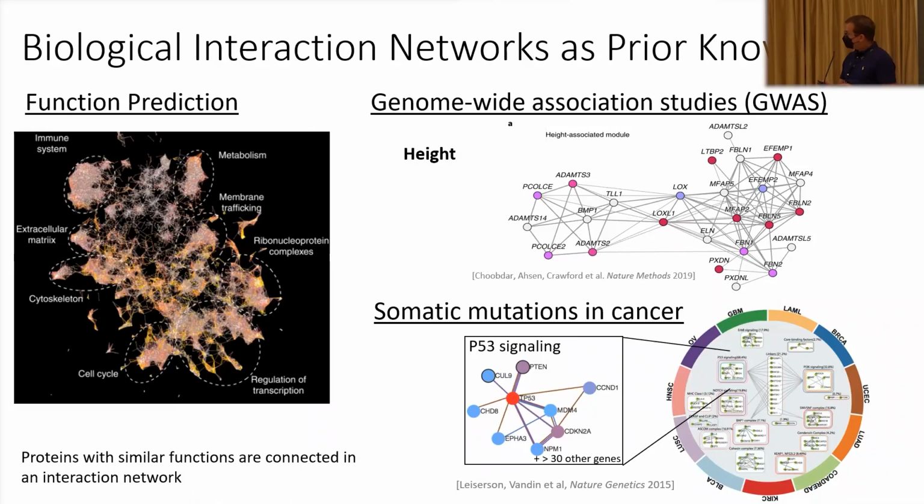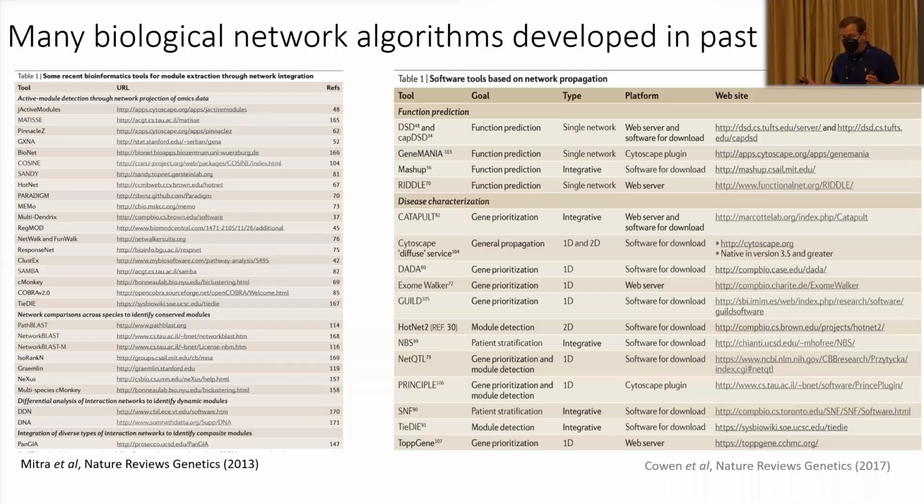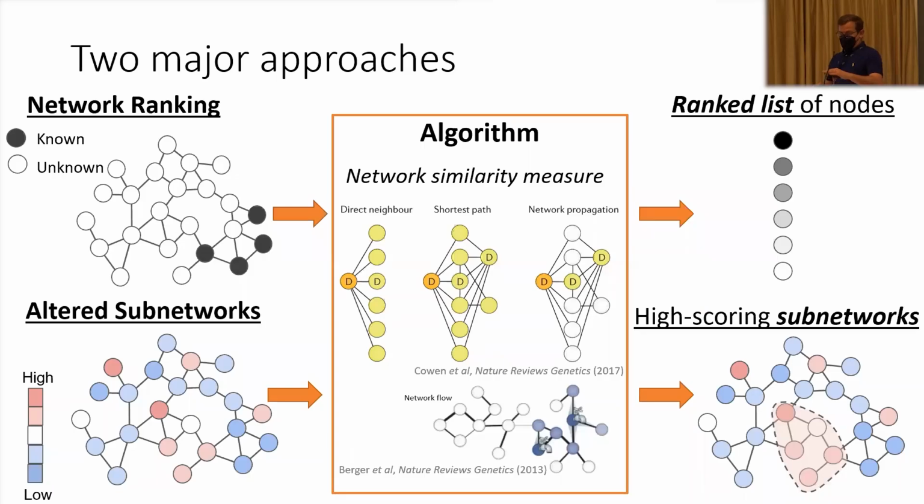So, this is a problem that's been well worked on by members of the community in this room and many others. I think we've maybe already seen both these review articles listed, and there are even dozens of review articles with many methods on this topic. Just to describe them at a high level, I would classify them into two major approaches, which I'll refer to here as network ranking and altered subnetworks.